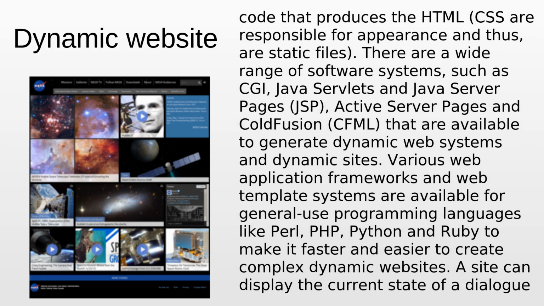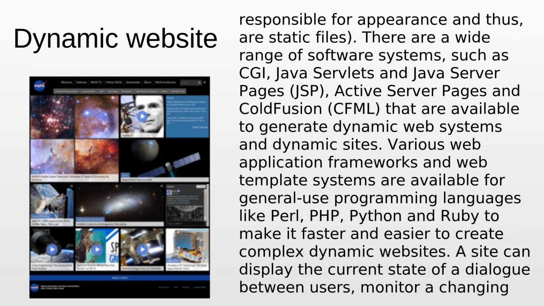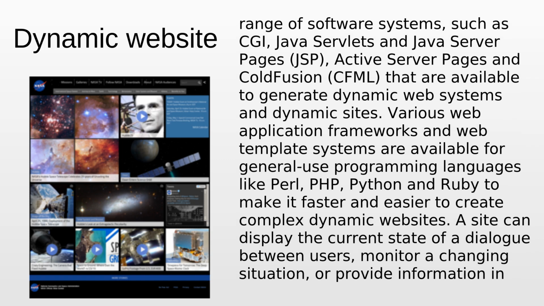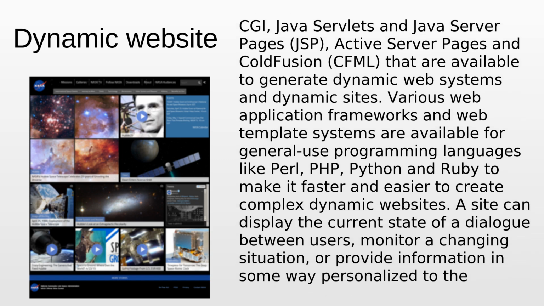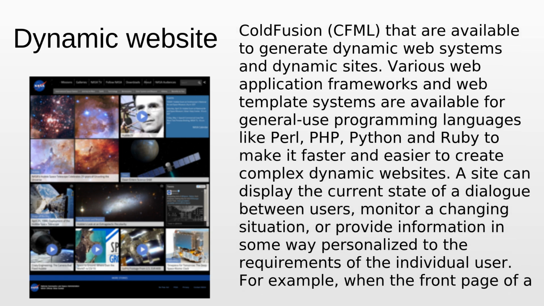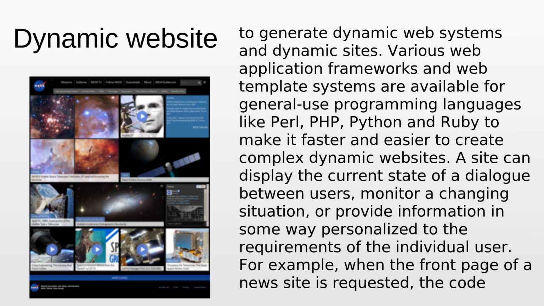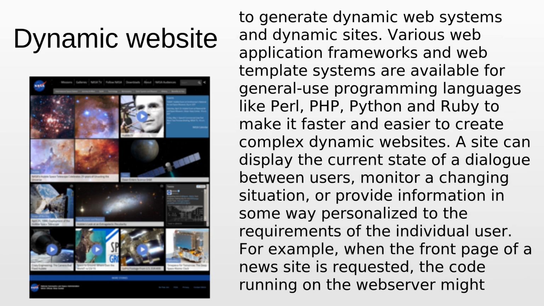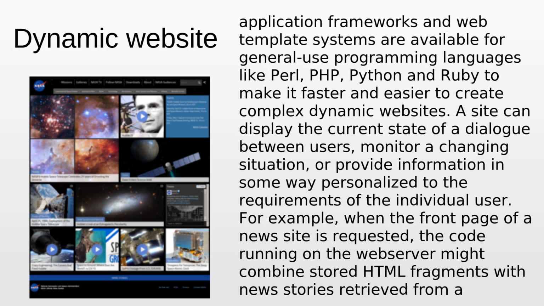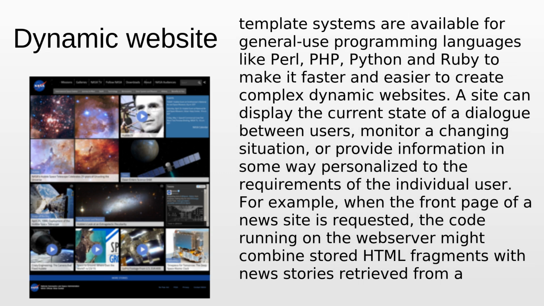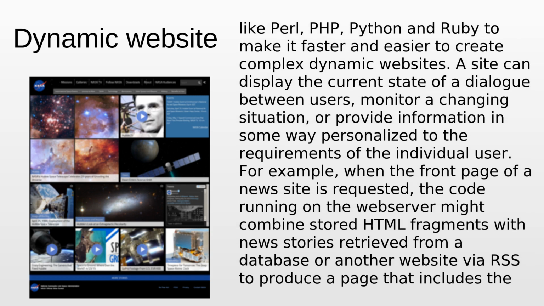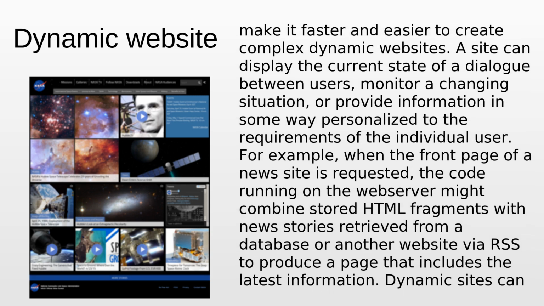There are a wide range of software systems, such as CGI, Java servlets and Java Server Pages, JSP, Active Server Pages and ColdFusion, CFML, that are available to generate dynamic web systems and dynamic sites. Various web application frameworks and web template systems are available for general use. Programming languages like Perl, PHP, Python and Ruby make it faster and easier to create complex dynamic websites.